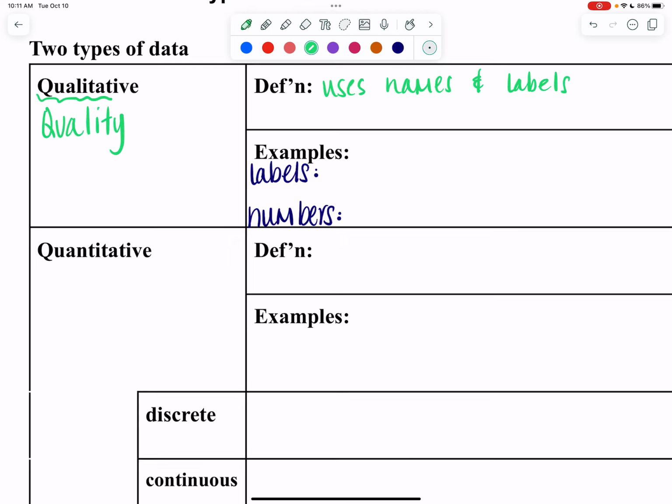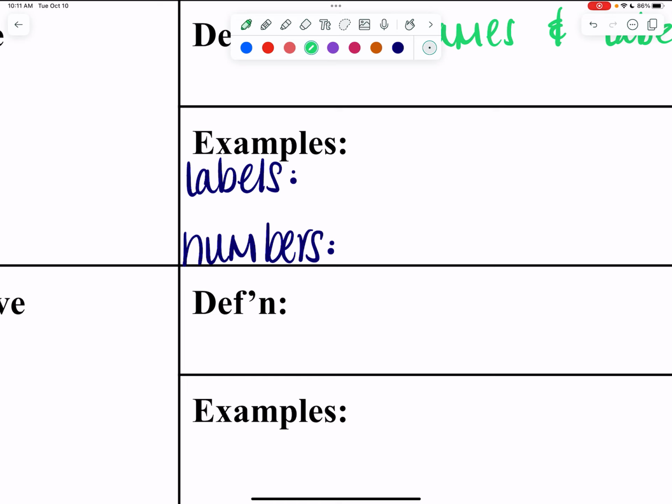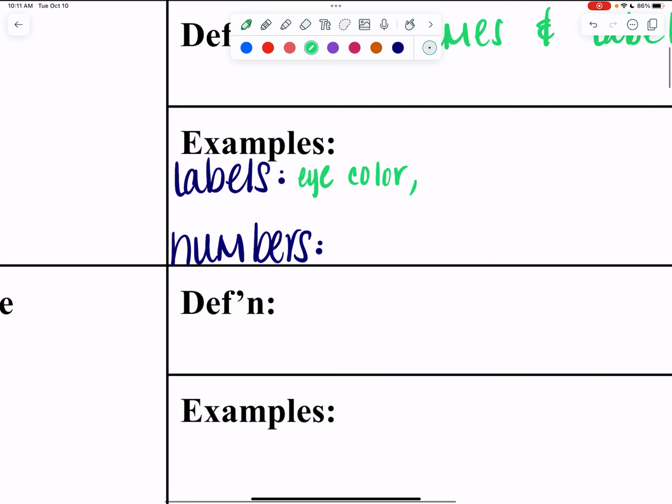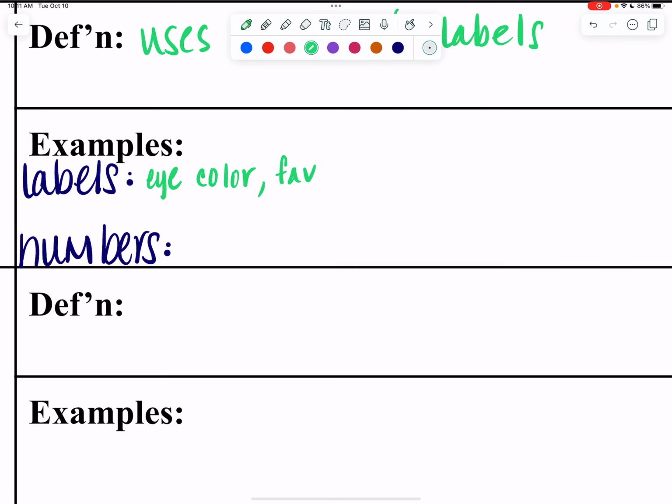When we talk about labels, we're talking about gathering data on maybe eye color, or favorite food, or maybe the type of car you drive. Could be your best subject in school, book you liked the best. We can get all kinds of data along those lines.